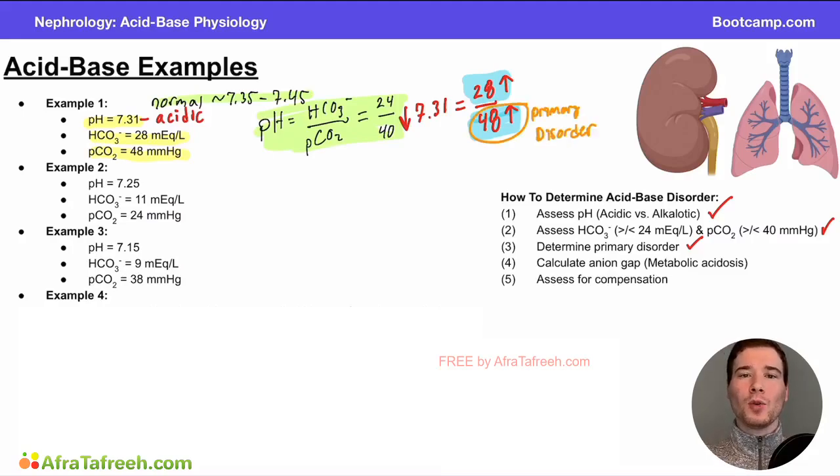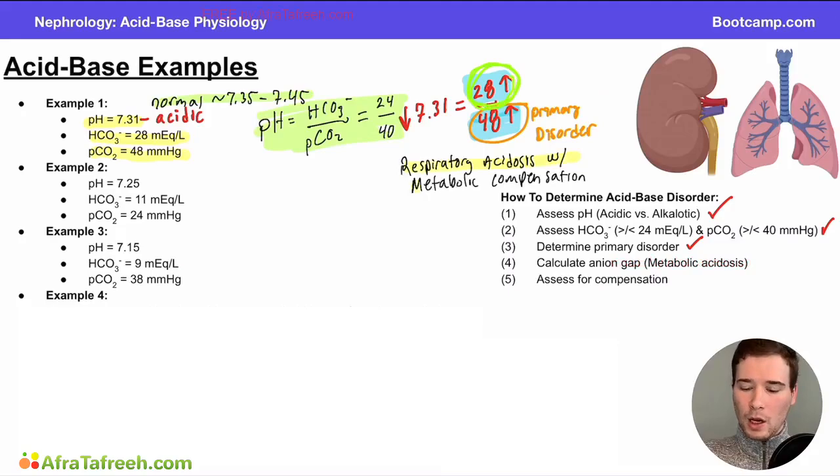And thus, because we have a respiratory acidosis going on, the body is increasing its bicarbonate as a compensation to try and balance this out. So we would say that this patient has a respiratory acidosis with a metabolic compensation.